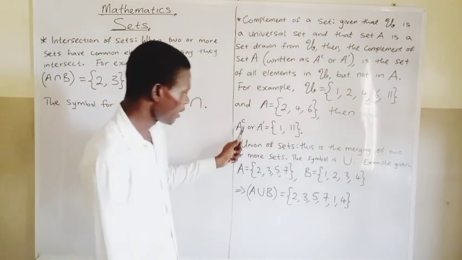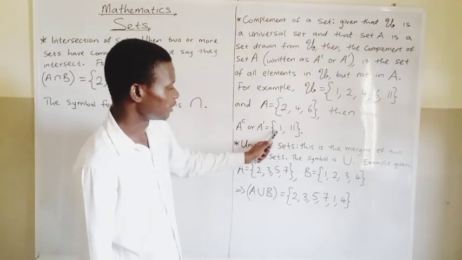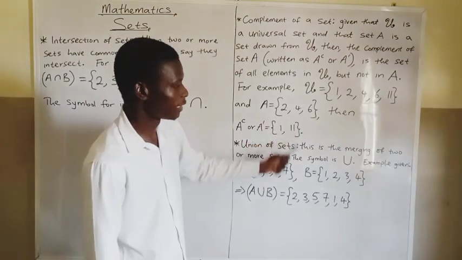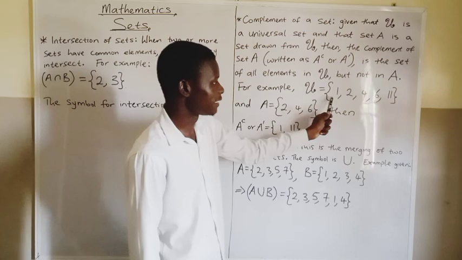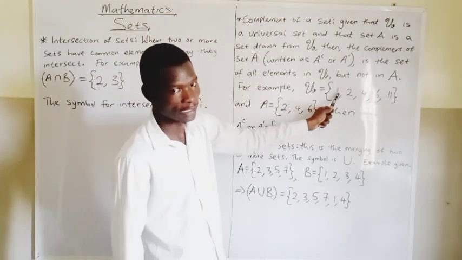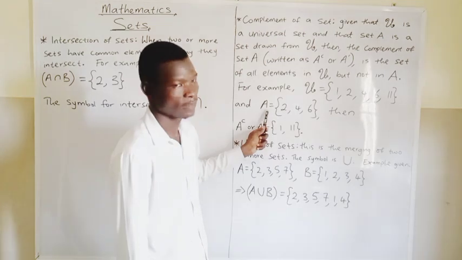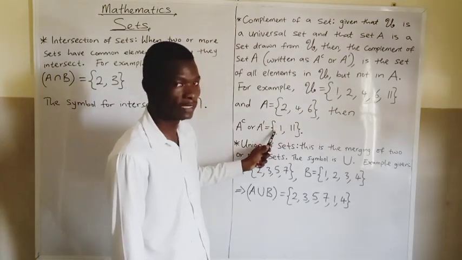Then A complement or A prime is the set 1, 11. What does that mean? These 1, 11 are the elements that are found in U, which is the universal set, but they are not found in A. There is 1 in U, there is no 1 in A, so it makes this list.